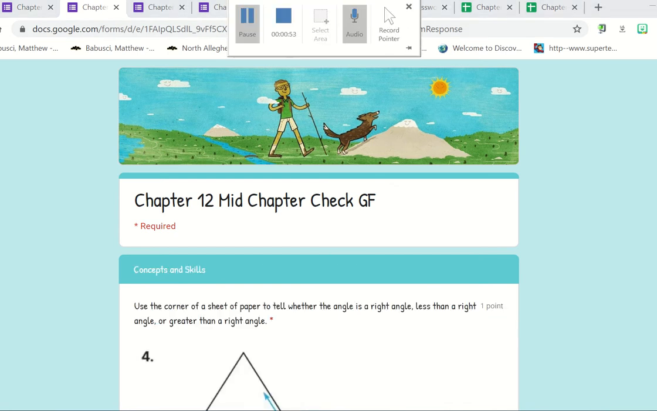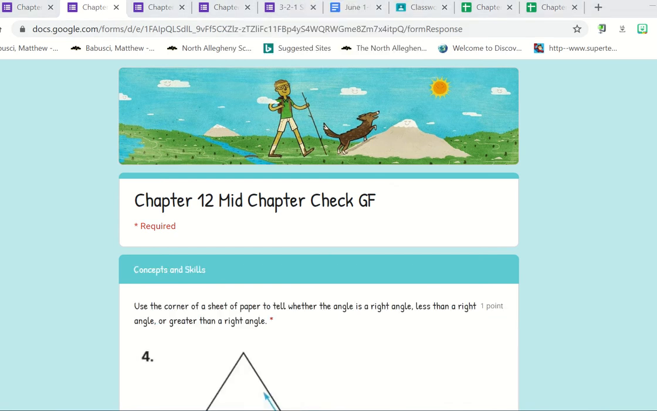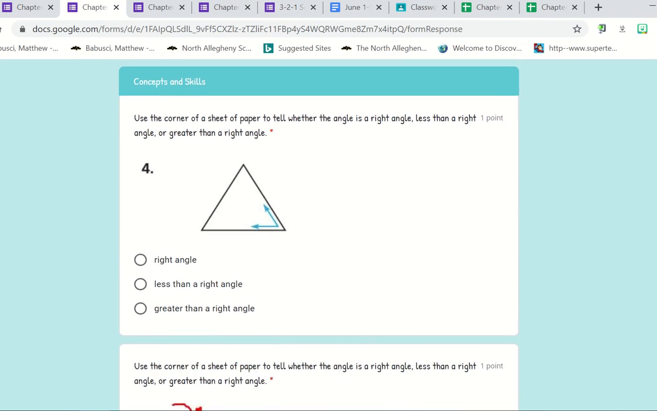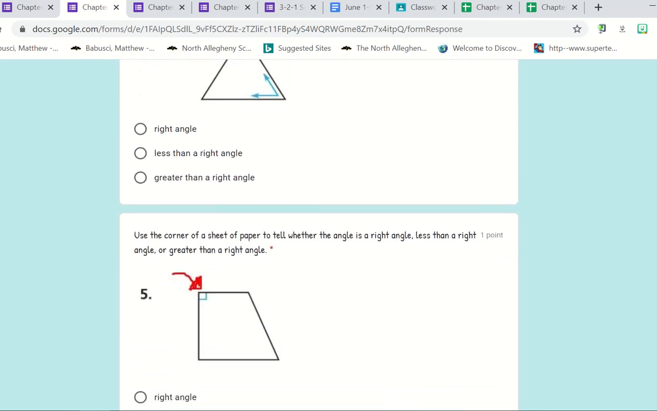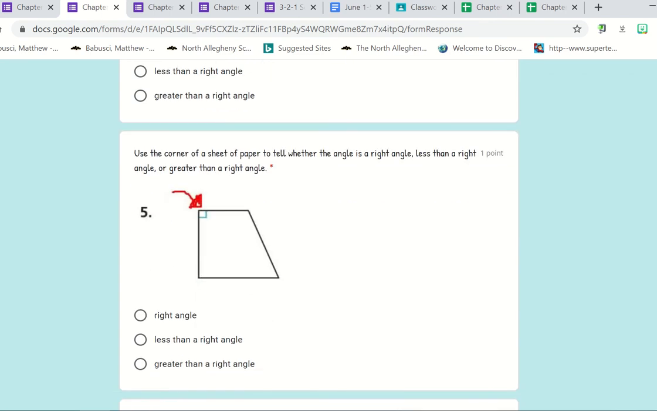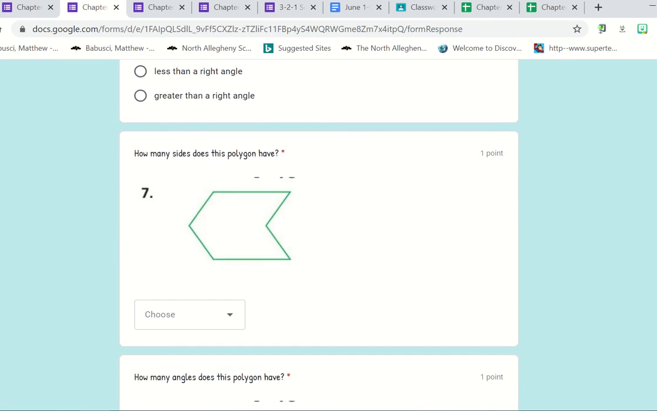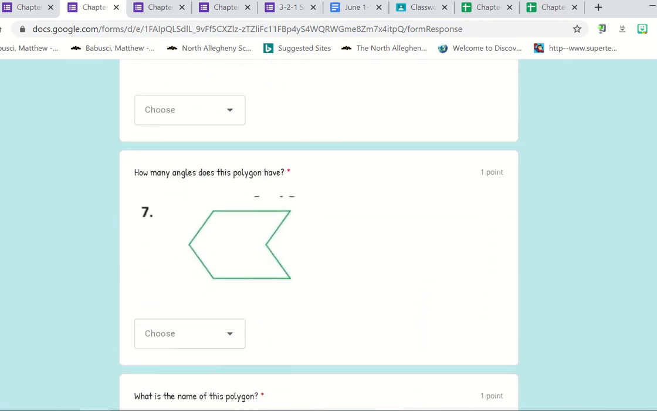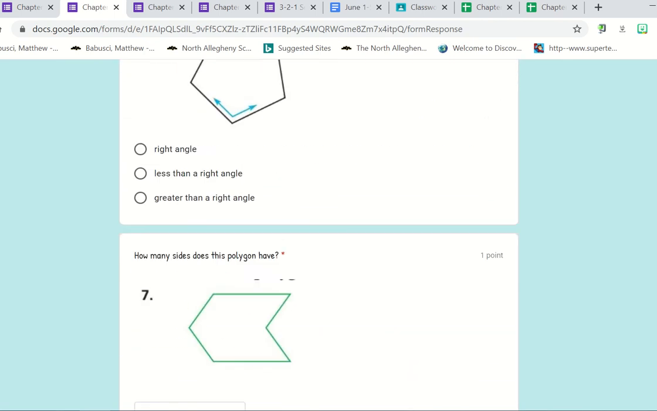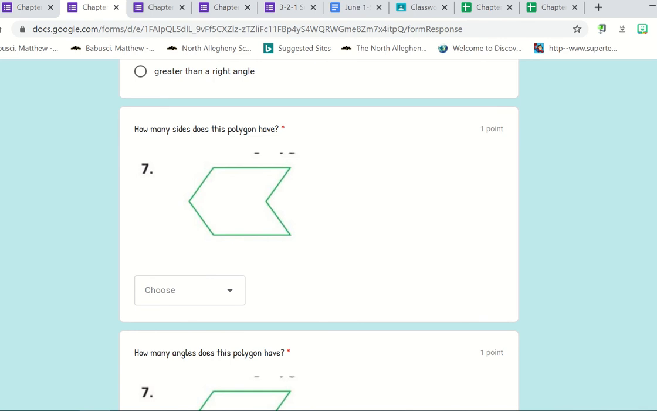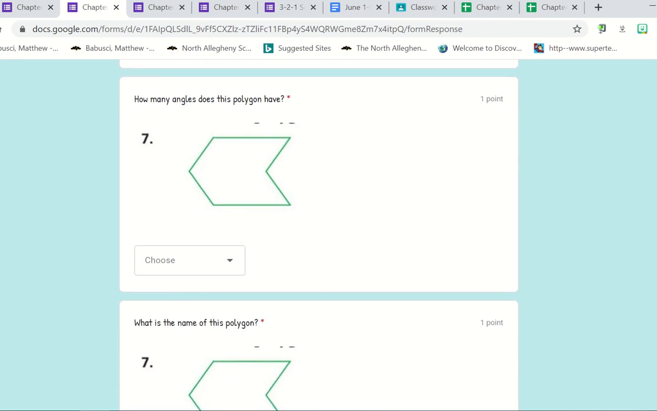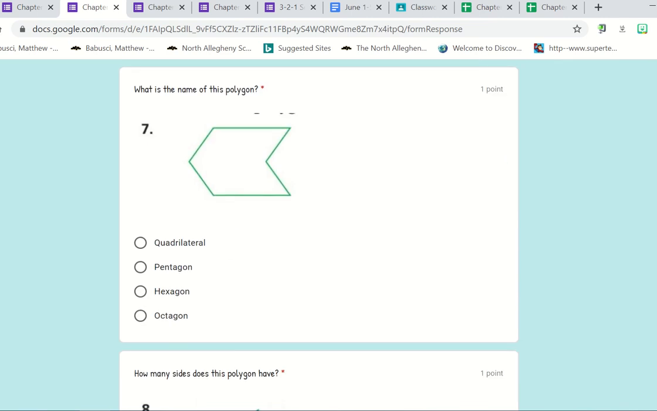All right. The next section is a concepts and skills section, and some of it is about angles, identifying what angle it is. Pay attention to number 5, the arrows point to this angle here. Choose the correct answer for all of those. Number 7 has 3 questions that go with it. The first one, you have to choose how many sides this polygon has. The second question, how many angles does this polygon have? And finally, what is the name of this polygon?